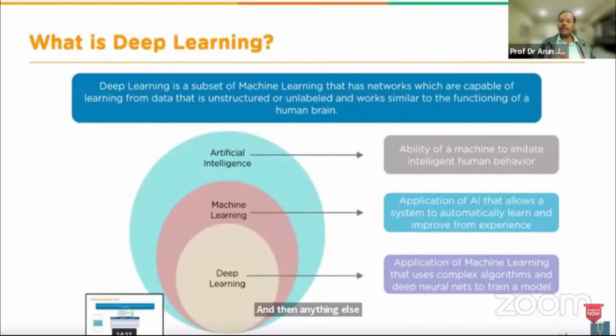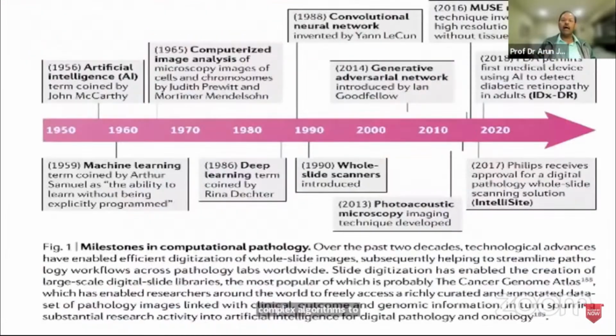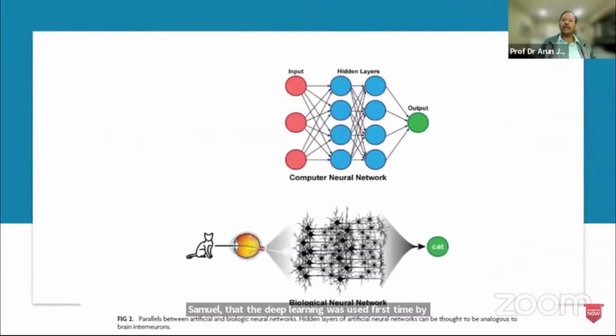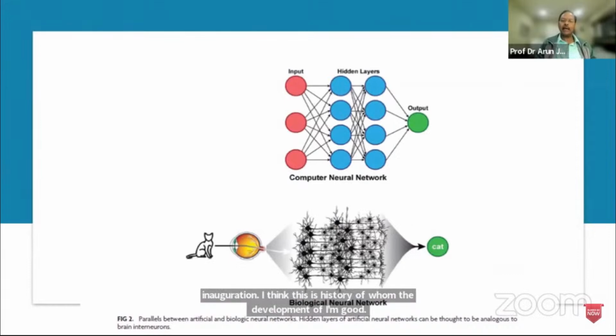Deep learning is an application of machine learning that uses complex algorithms to go into deep neural networks. The term machine learning was first used in 1959 by Arthur Samuel, whereas deep learning was first used by Rina Dechter. I think this is the history of how the development of things has taken place. And then CNN is a direct copy of the biological neural network.